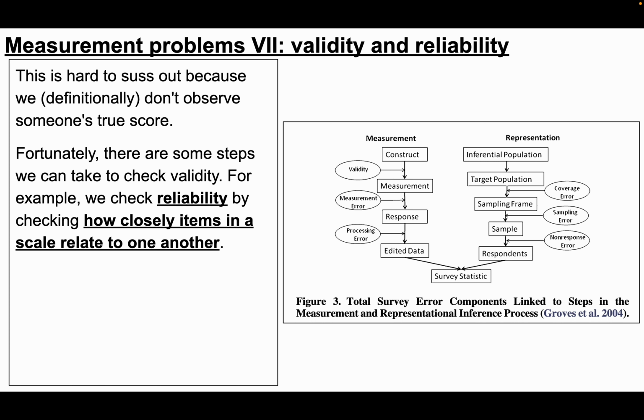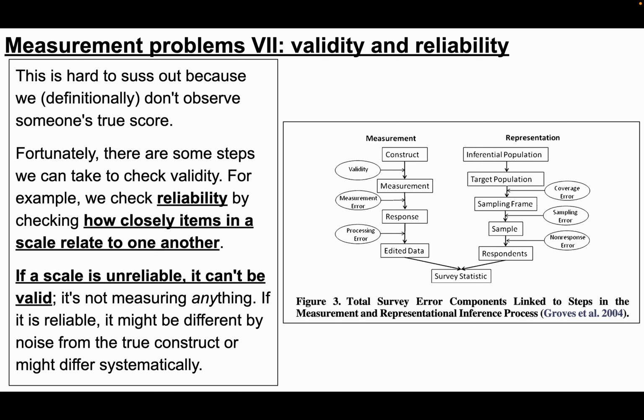So this is kind of hard to suss out because definitionally we don't observe someone's true score. But there are some steps that we can take to check validity. For example, we can at least see if the measure is reliable, which is what we'll do when we build scales. What this means is that we check how closely items in a scale relate to one another. If a scale is unreliable, it can't be valid. So if you have a composite measure, or if you're worried about validity, you could construct a composite measure, and then see: do these items have much in common? And if they have a strong signal relative to the noise within them, then you're capturing something here. You have some kind of reliability, which is the term we use, meaning there's some kind of coherent concept being measured. Then, if you can be pretty sure that the concept corresponds to your construct, you would have validity in that scenario. So there are ways to check it.